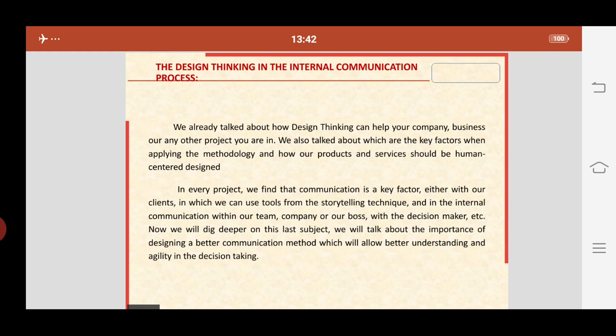We also talked about which are the key main factors when we are applying some methodologies, some metrics, and how our products, how we feel and touch them, and services should be human-centered designed. Now we can see good communication skills, so the team members of a design thinking project should keep this in mind. It is used for a future purpose.